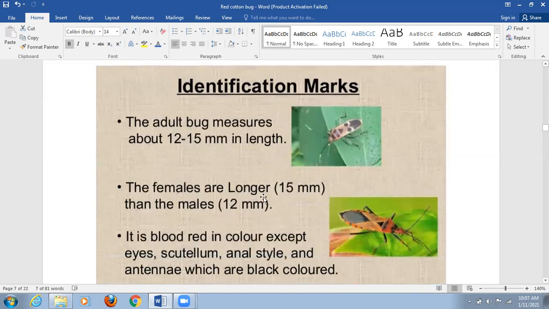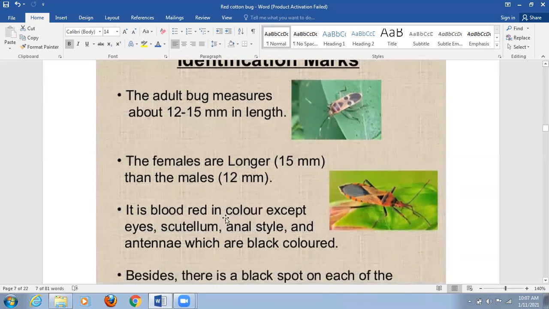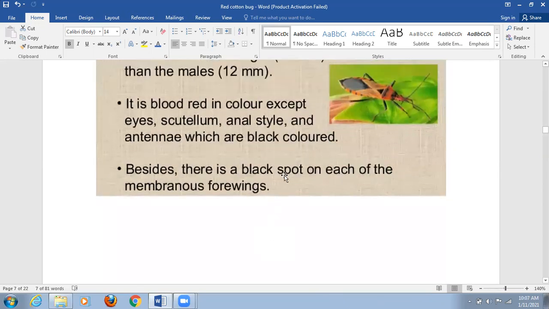In this slide we have already learned the identification marks. As I told you, adults measure 12 to 15 mm in length; females grow up to 15 mm, and males about 12 mm. Blood red in color, except the eyes, scutellum, style, and antenna, which are black in color, and black spots are found on the forewing.